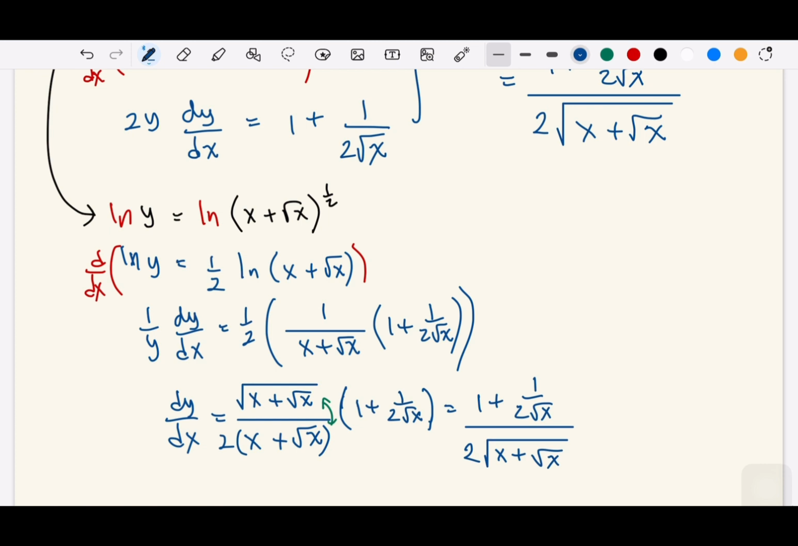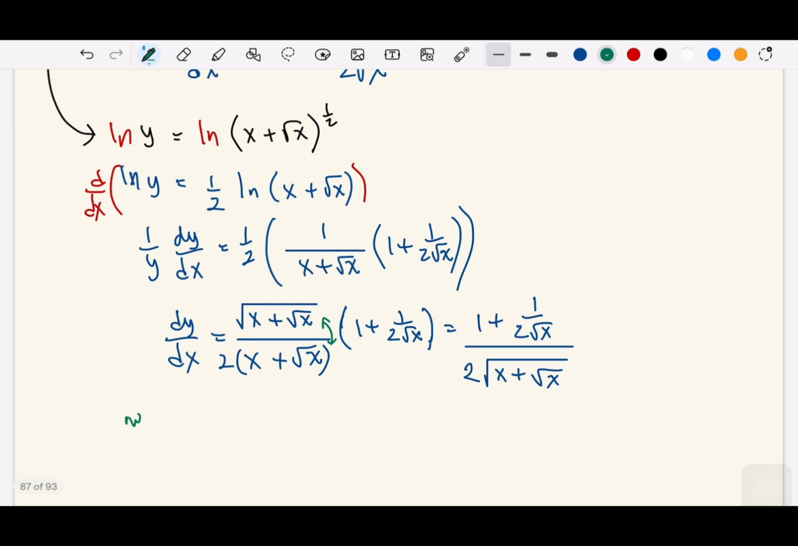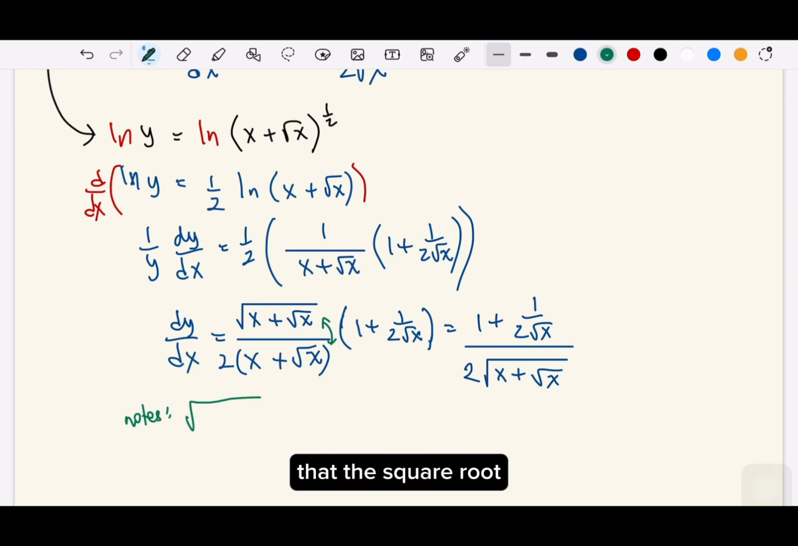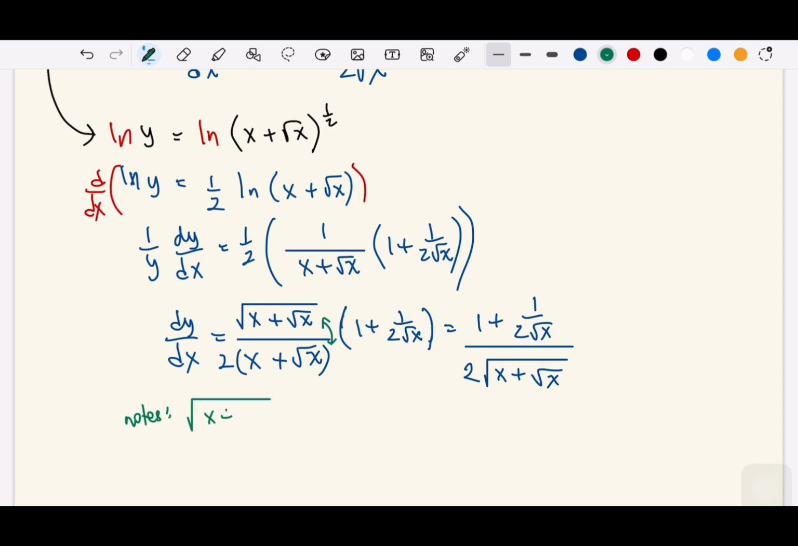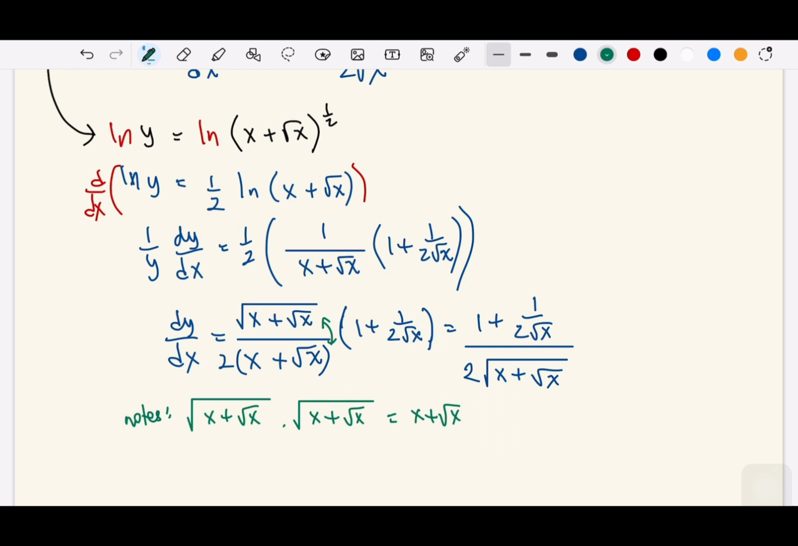Maybe better if I write some notes here that the square root multiply with this is equal. So we can cancel this 2, keeping this as a left over. So the same results, okay.